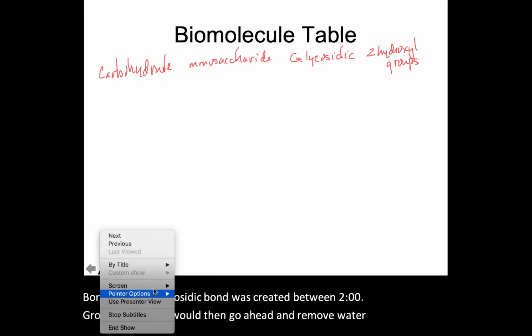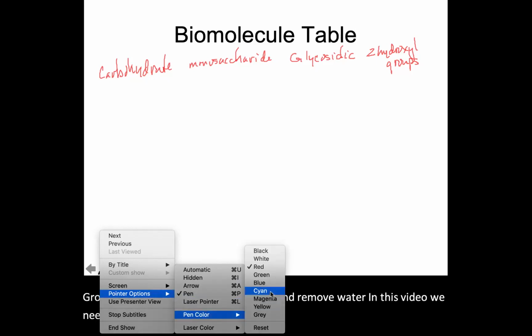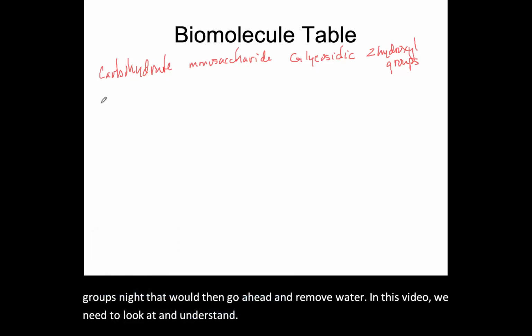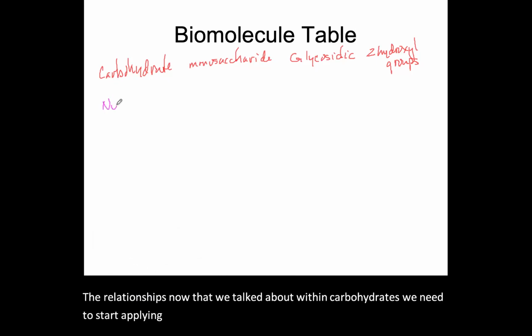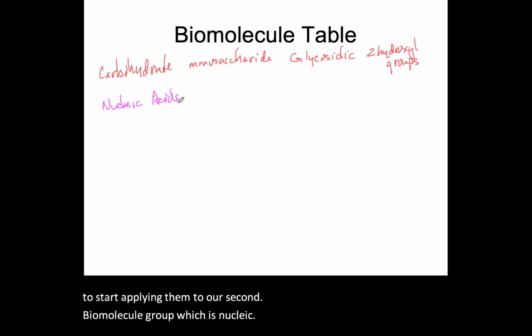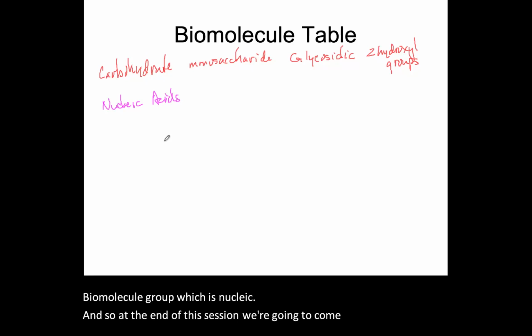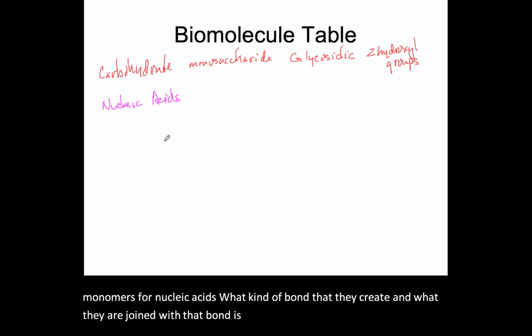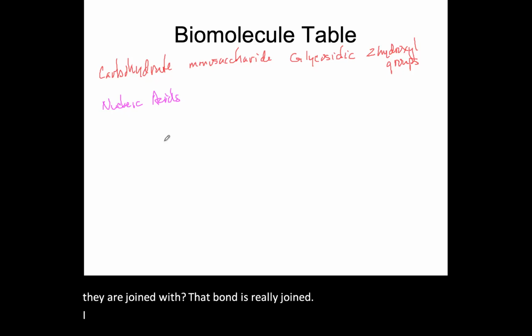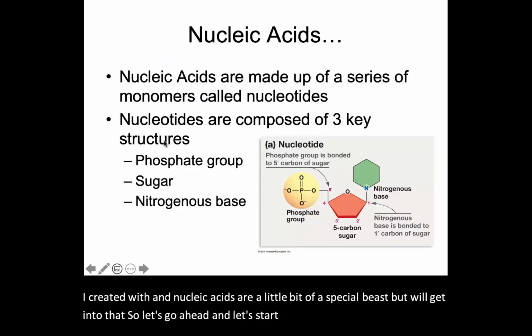In this video, we need to look at and understand the relationships that we talked about within carbohydrates. We need to start applying them to our second biomolecule group, which is nucleic acids. At the end of this session, we're going to come back and fill in the monomers for nucleic acids, what kind of bond they create, and what that bond is created with. And nucleic acids are a little bit of a special beast, but we'll get into that. Let's go ahead and start our look at nucleic acids.